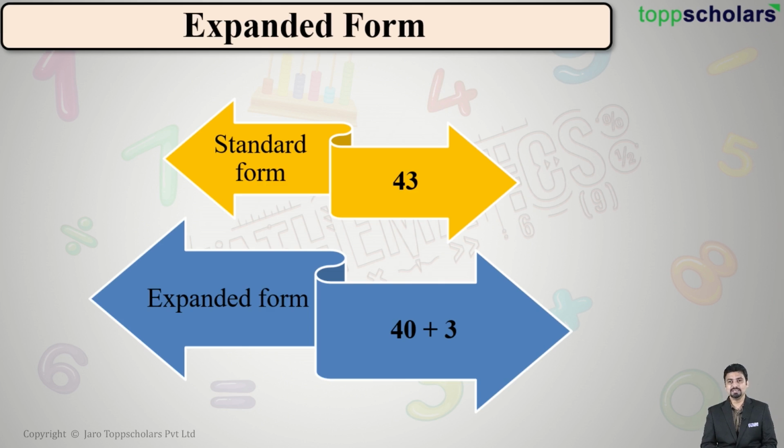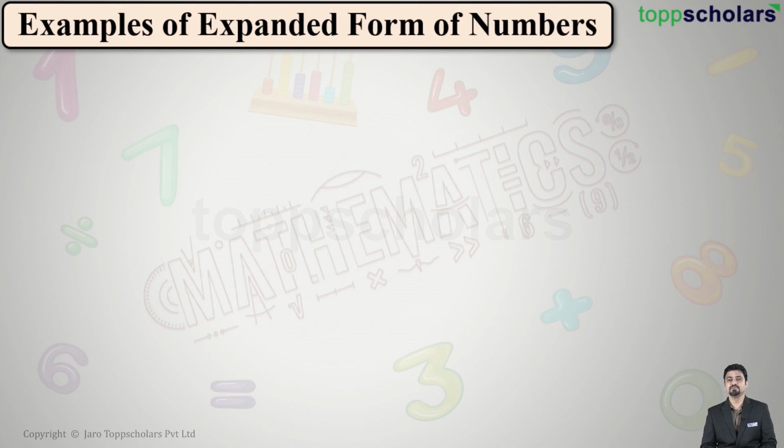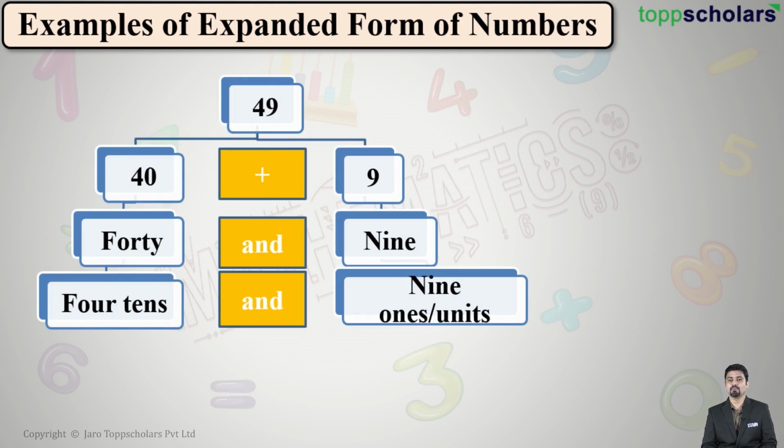3 is in ones place. 3 into 1 is 3 itself. So 3 is the place value of 3. What do you understand by this, students? That to write the number in expanded form, we write the place values of all the digits in addition form like this. Let us move ahead now and see some examples of expanded form of numbers.